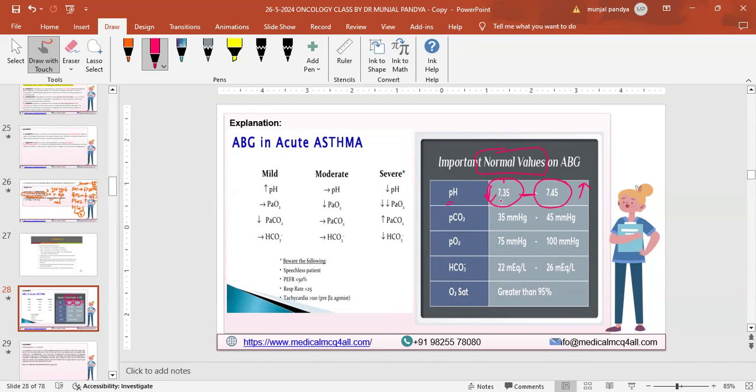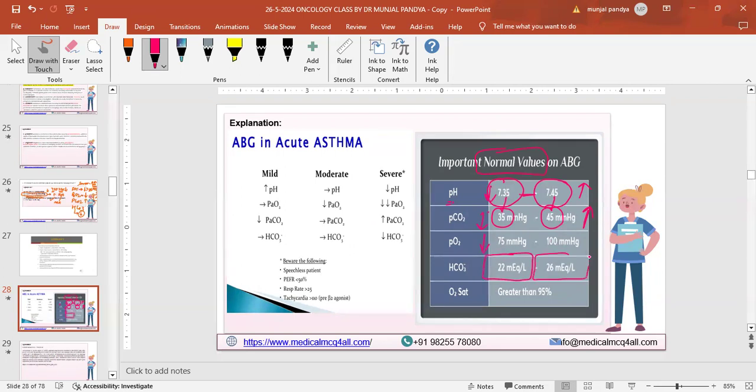Basic things. Now remember 35, 35. Here pH 7.35, here CO2 35. Here 45, CO2 is 45. So it's easier now to remember. CO2 35 to 45 is normal. If it is more than 45, it is acidosis. Higher carbon dioxide in the body brings acidosis, lower is alkalosis. Oxygen 75 to 100 percent; if it is less, it is hypoxia, and this is normal.